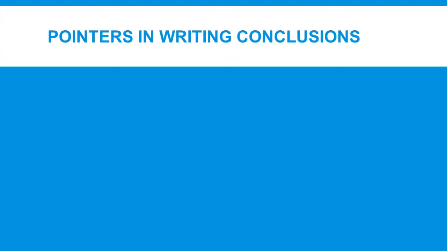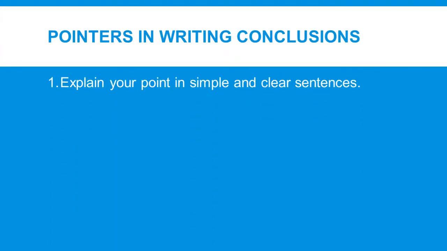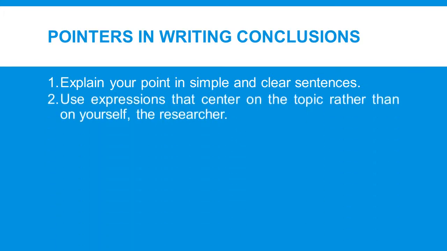So what are the pointers in writing conclusions? First, explain your point in simple and clear sentences. Do not make your sentences complex, so that your readers can easily understand what you are talking about, what words or phrases you are going to use, or what you are going to extend to your research.